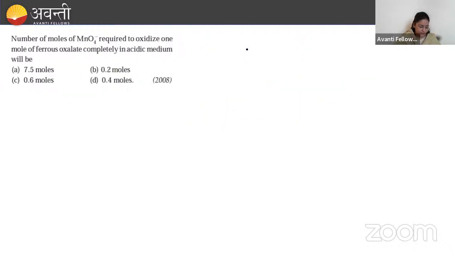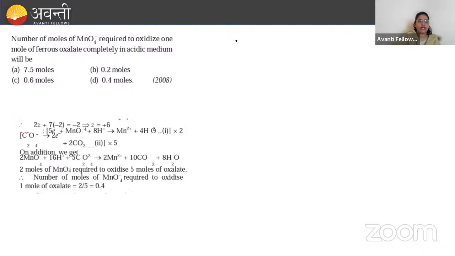Okay. Next problem. The number of moles of MnO4 minus required to oxidize 1 mole of ferrous oxalate completely in acidic medium will be, how many number of moles will be required if we want to completely oxidize ferrous oxalate? So यहाँ पे देखो reaction मैंने लिखा हुआ है. Reaction क्या है? MnO4 minus.